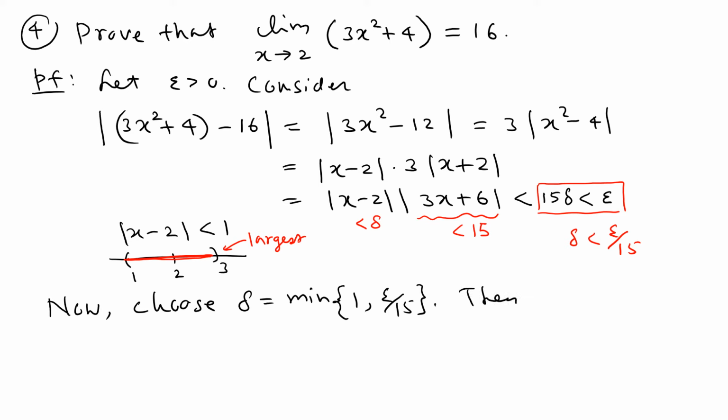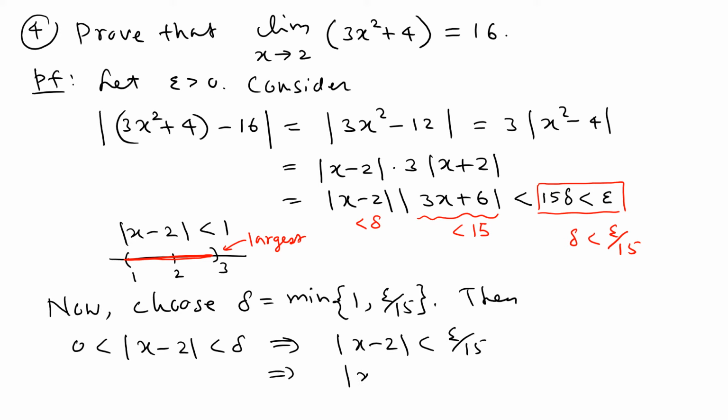Then, because of this equality, 0 less than absolute value of x minus 2 less than delta implies that absolute value of x minus 2 less than epsilon over 15. So this implies absolute value of x minus 2 times 15 less than epsilon. Now we replace 15 by the expression, because if you put the expression that is smaller, the implication works. So instead of 15, we can write absolute value of x minus 2 times 3x plus 6 less than epsilon. That directly implies what we want.